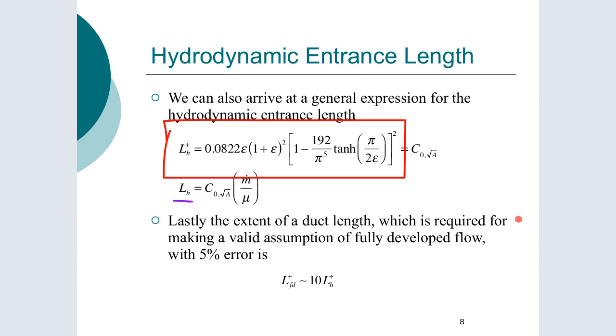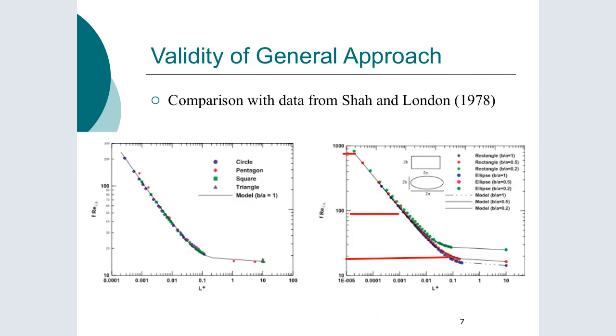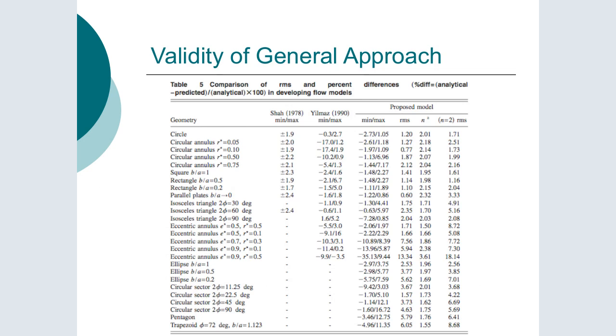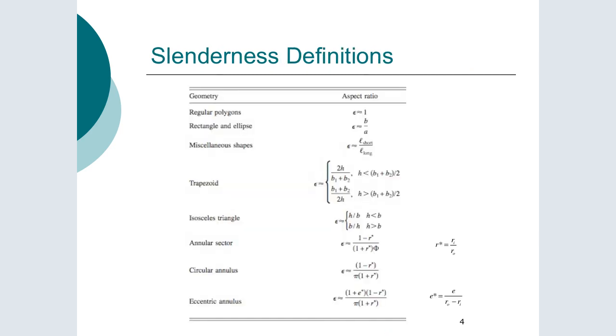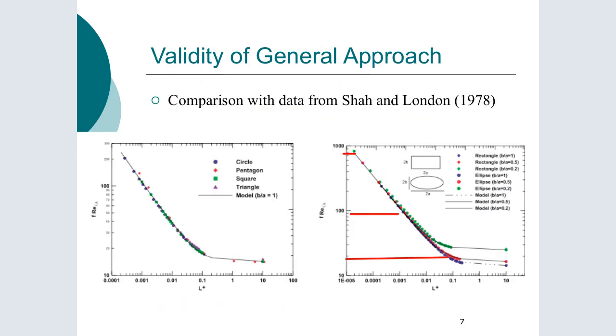Another final aspect which we'll cover for this lecture is the extent of duct length which is required for making a valid assumption of fully developed flow. Obviously it's a lot easier to do the calculation if we can drop this term, forget about it and just use this bit, because we're just using the friction factor times Reynolds number. So our Poiseuille number is a constant, and we just use that for our calculation. Okay, so that's an awful lot easier.